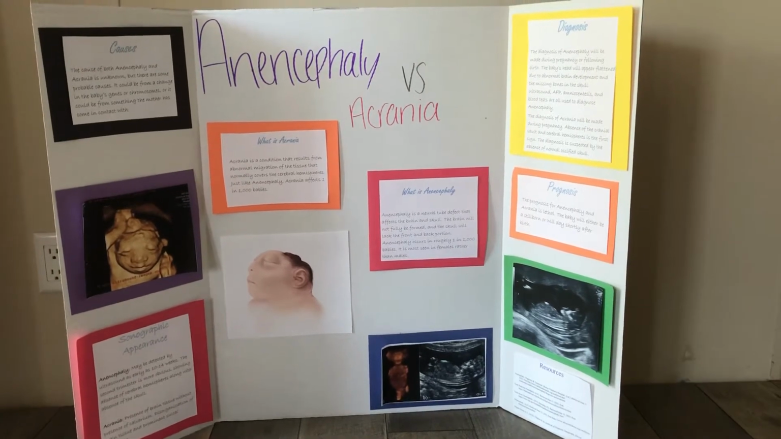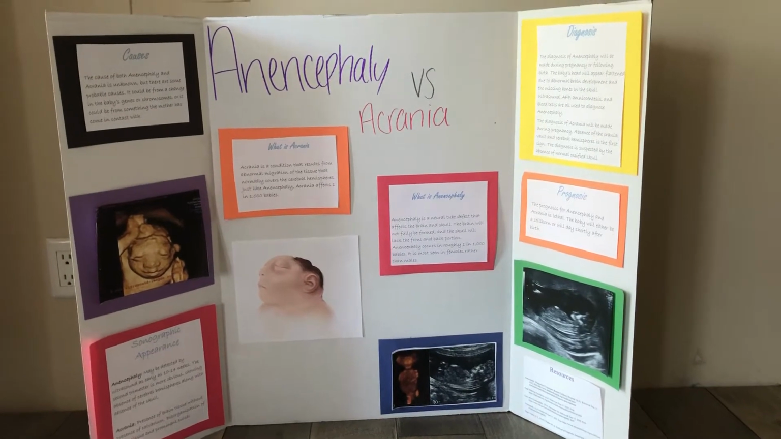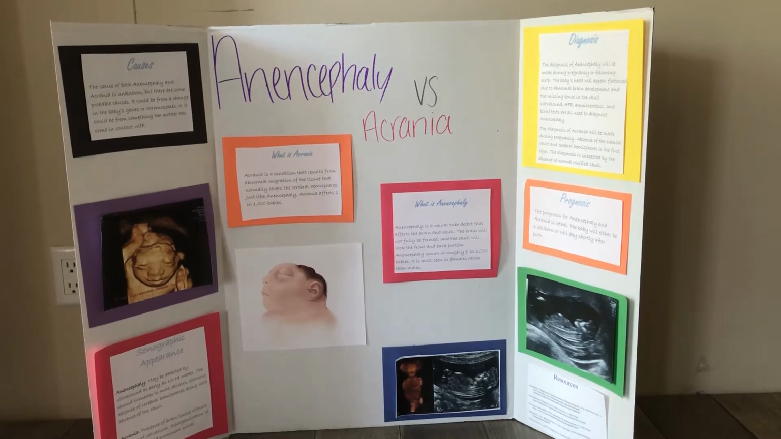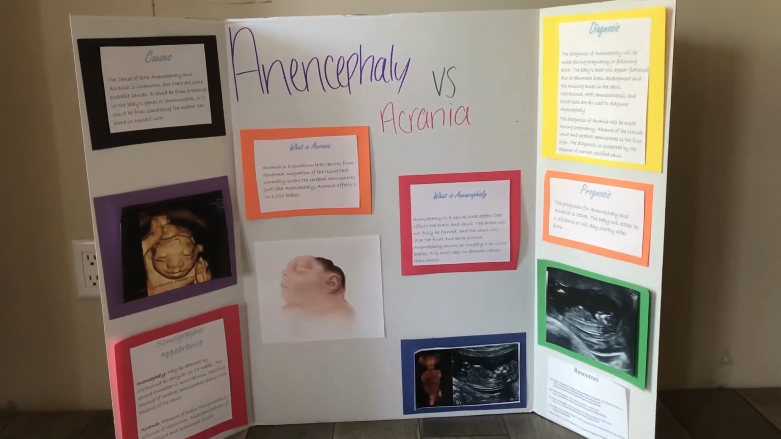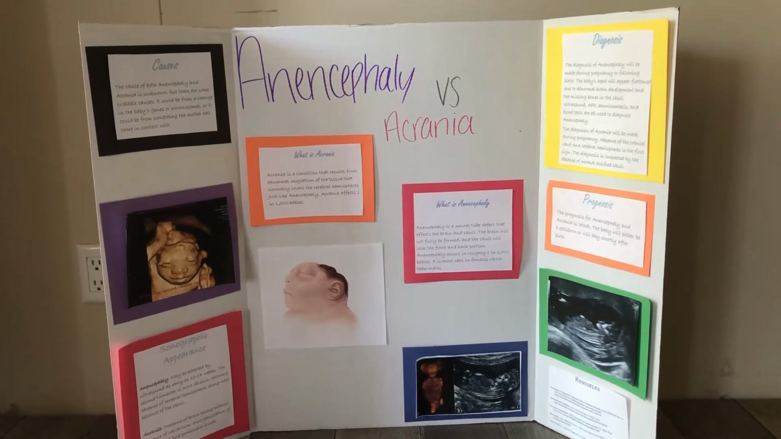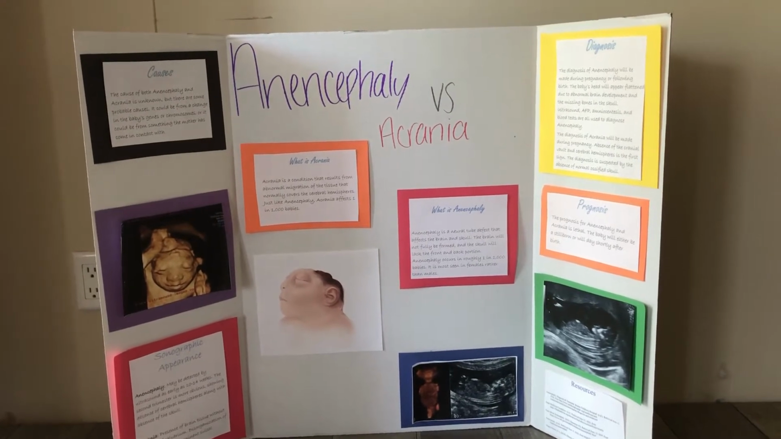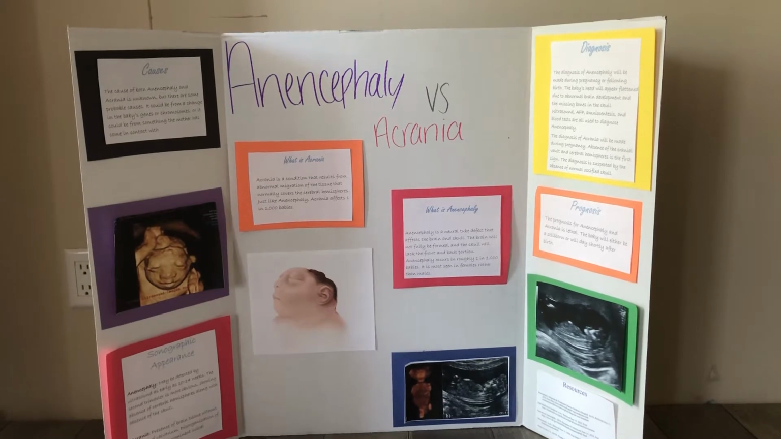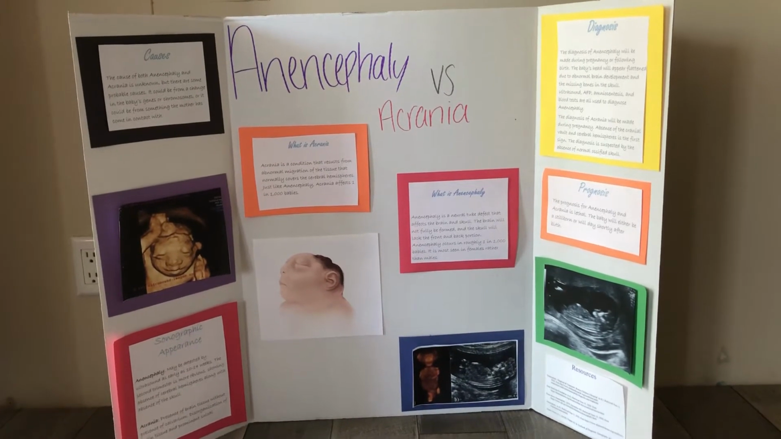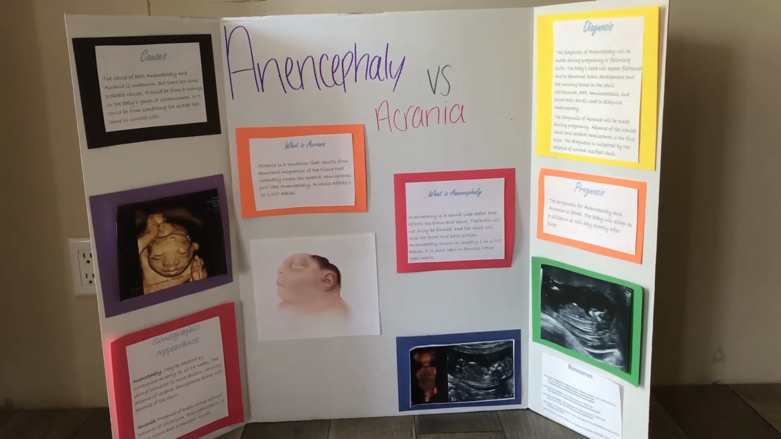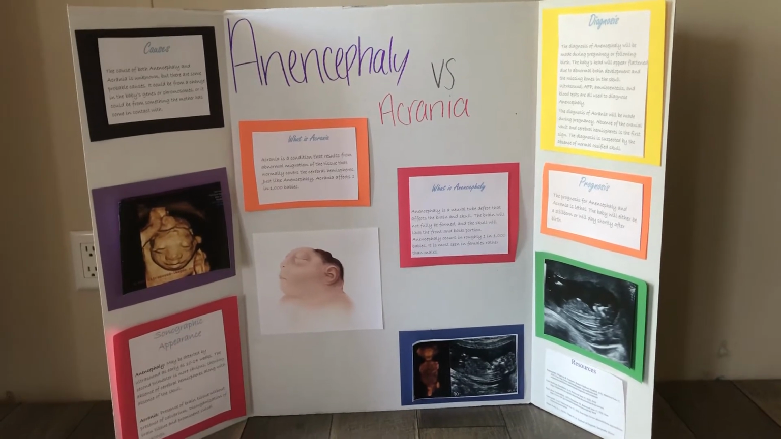Acrania is a condition that results from abnormal migration of tissue that normally covers the cerebral hemispheres. Just like anencephaly, acrania affects 1 in 1,000 babies. Causes of both anencephaly and acrania are unknown, but there are some probable causes. It could be from a change in the baby's genes or chromosomes, or it could be from something the mother has come in contact with.